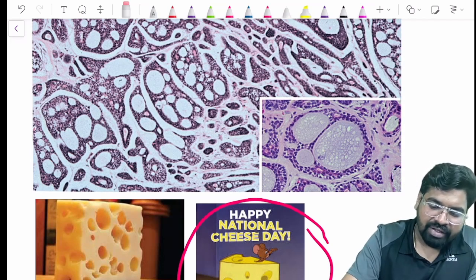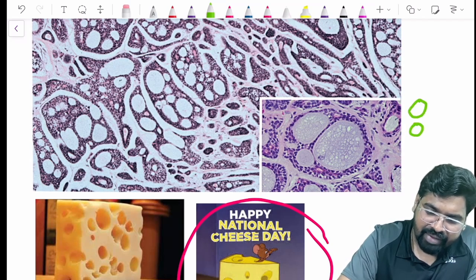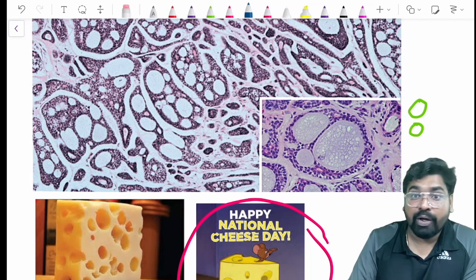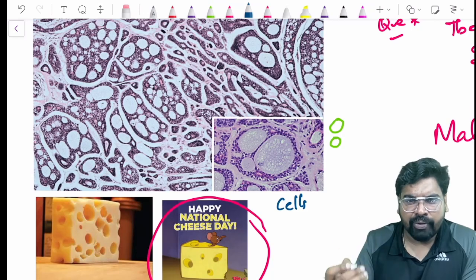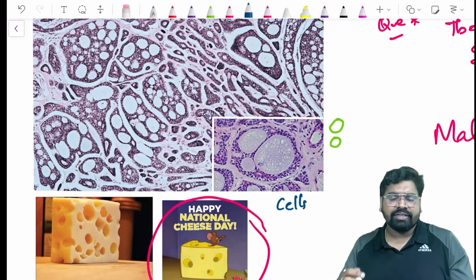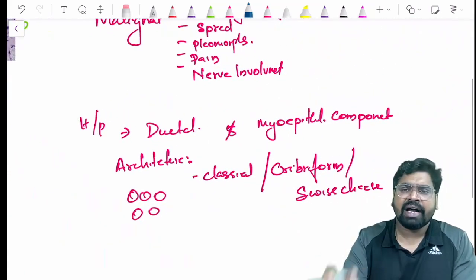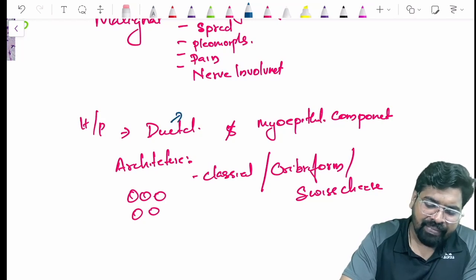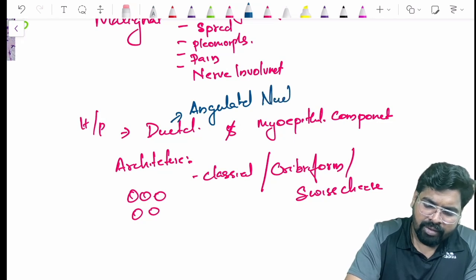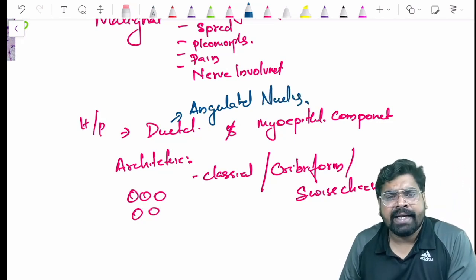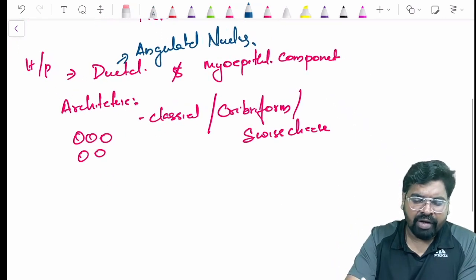So you have these cells here, and they make the ductal areas. What's the peculiarity of these cells? They have a very dark, angulated nucleus. The angulated nucleus is a feature of these ductal cells. So that is the first pattern, the classical cribriform pattern or Swiss cheese pattern.